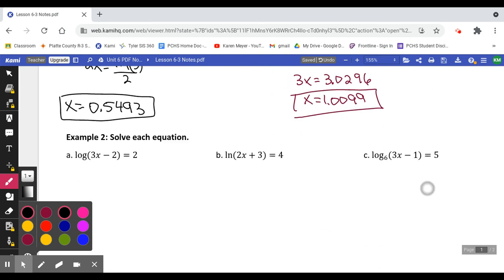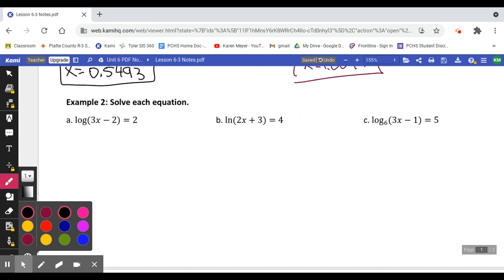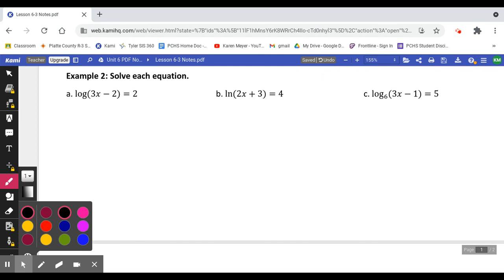Okay, the next type we have, this is going to be where you have logs or ln's in the problem. And you're going to notice that your logs or ln's are only on one side. So, example number 2. For this problem, since we only have the log on one side, what we want to do is rewrite the problem from log form into exponential form.